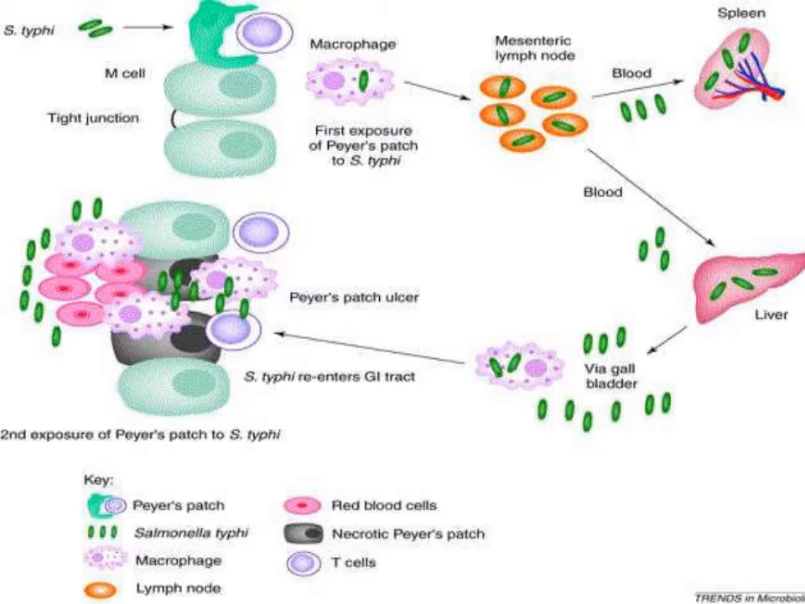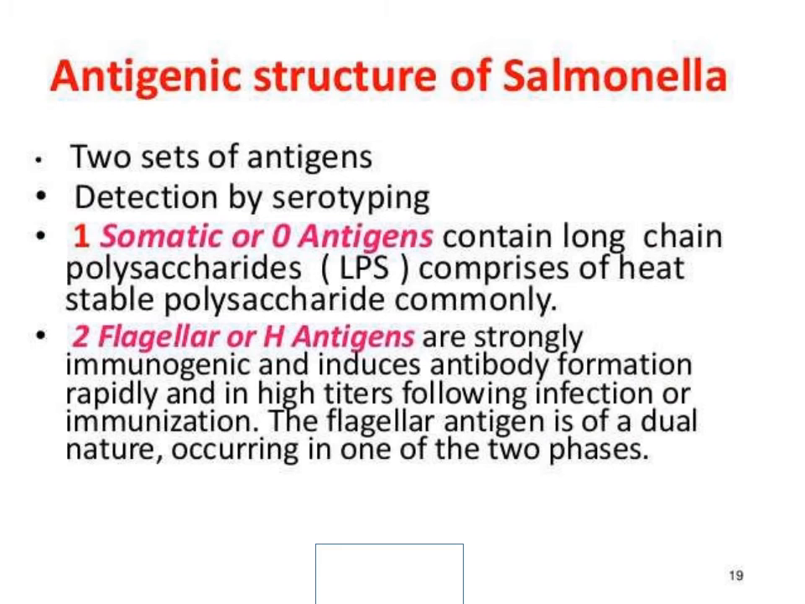So this is how S. typhi works in our body. The M cells in the tight junctions ingest this. Macrophagic ingestion takes place, and they invade the lymph node, and from the blood they invade the spleen as well as the liver. From the liver, once multiplication takes place, they go to the gallbladder and re-enter the gastrointestinal tract, where it is attacked by the Peyer's patch, and this forms Peyer's patch ulcer.